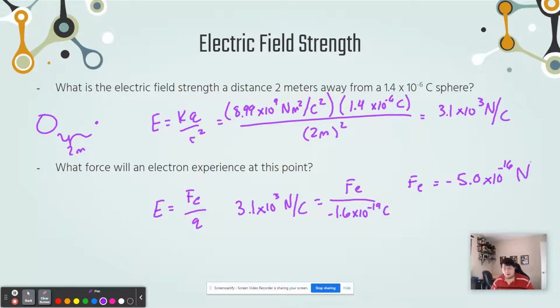Now, you don't need the negative here. I put the negative in because electrons are negative, but that would just tell you the direction of that particular force. In this case, it would be attracted to the sphere because the sphere has a positive charge, and so the force will be negative to show that the electron would be attracted that way.